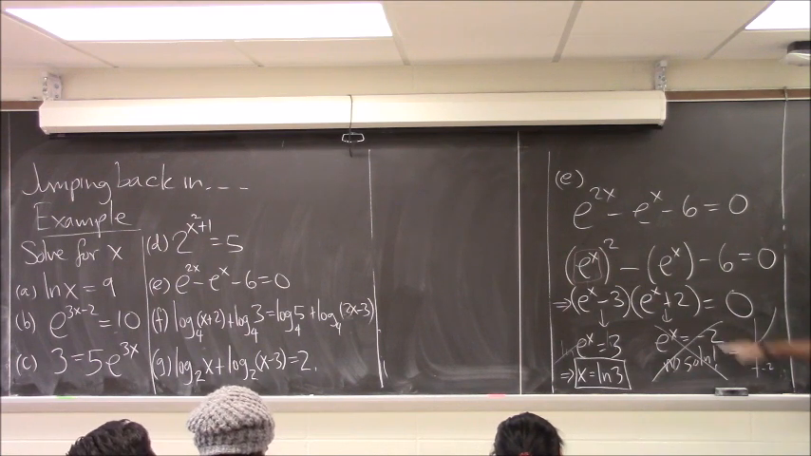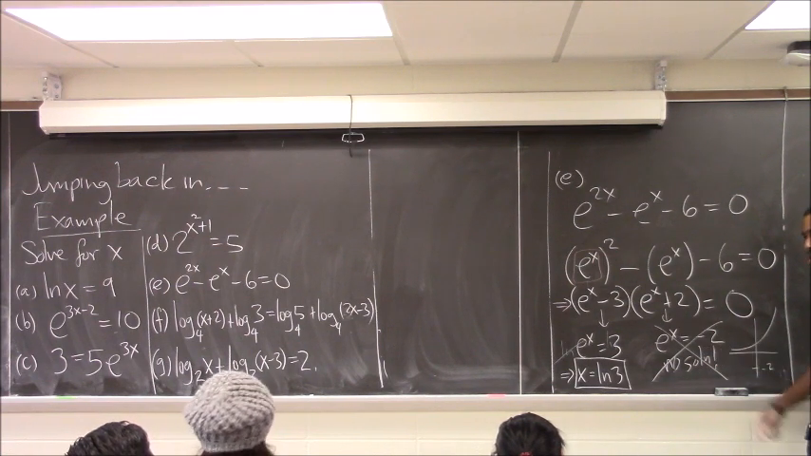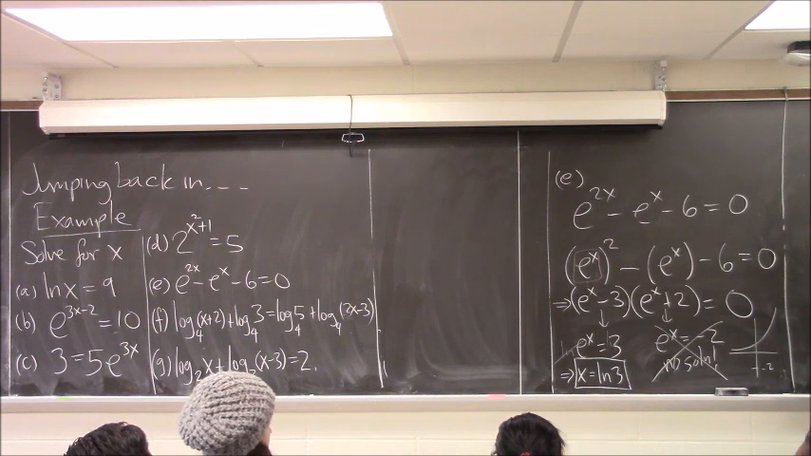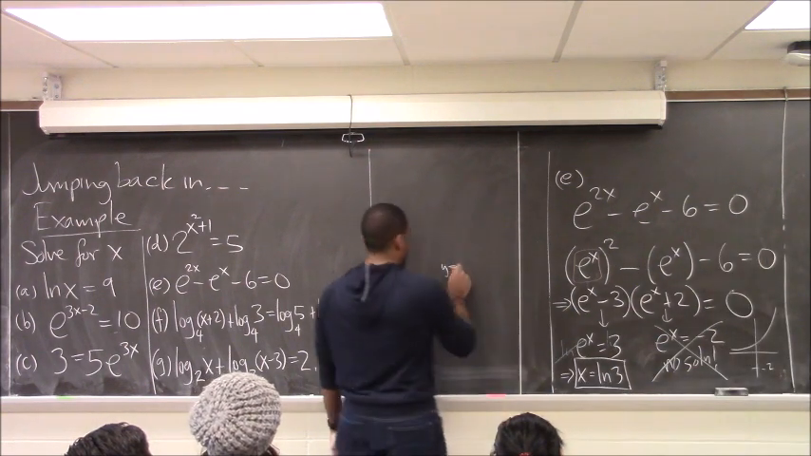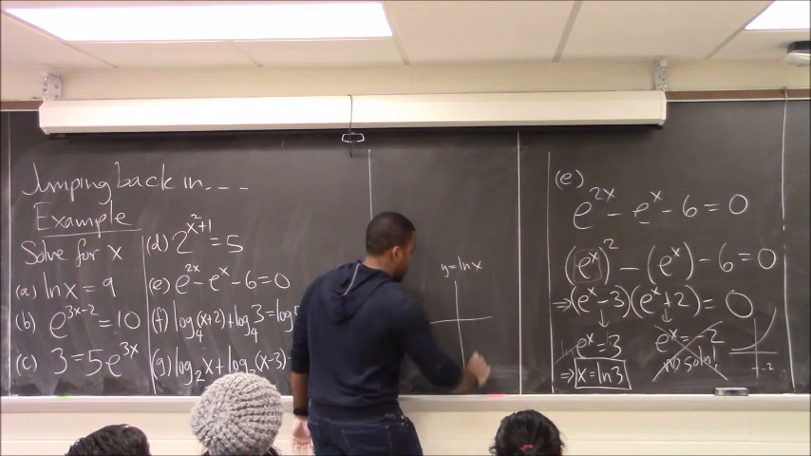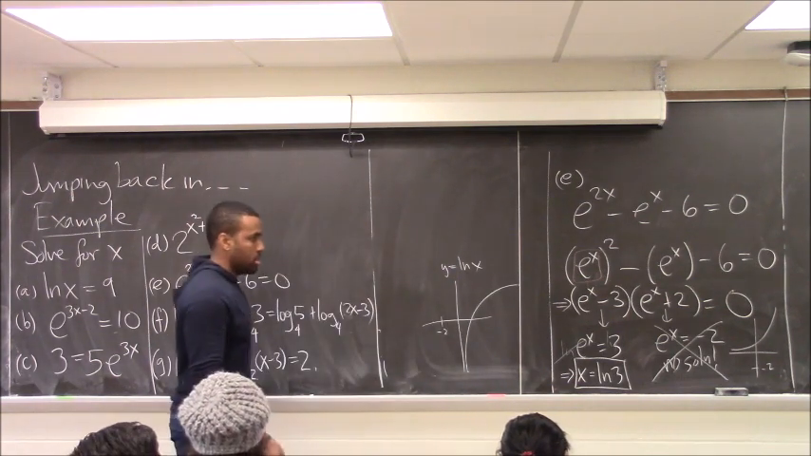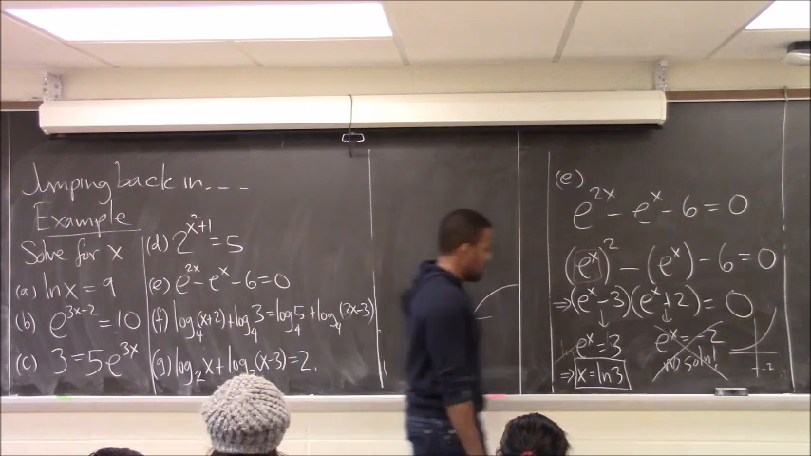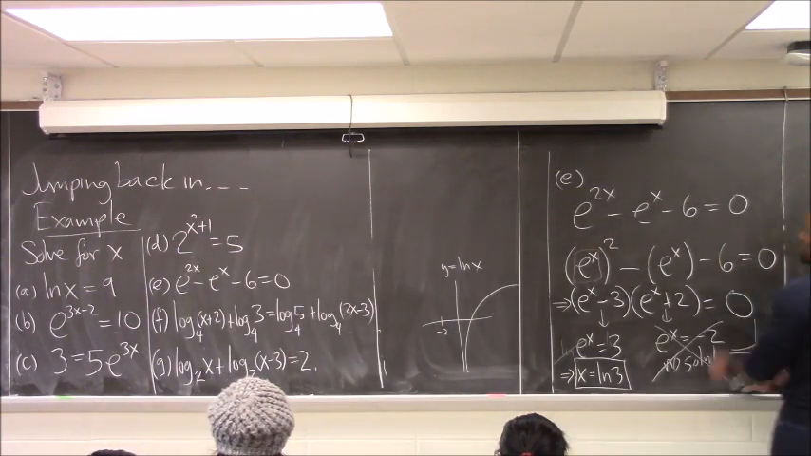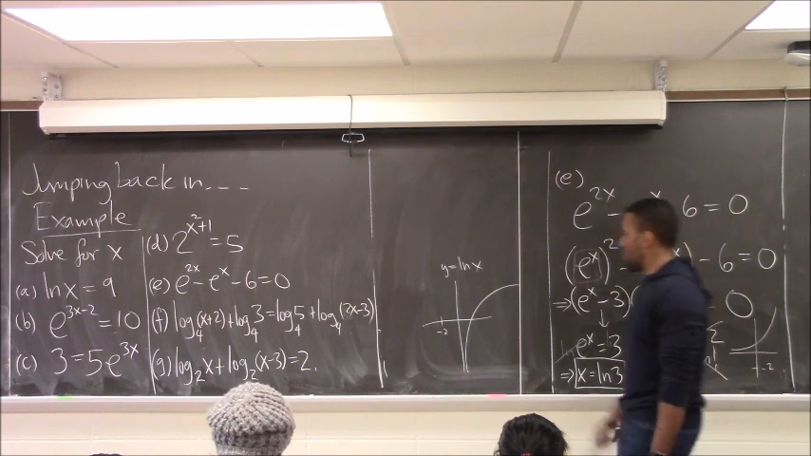I also know that I can't actually log negative 2, because if I look at the ln graph, that looks like this. I cannot plug in negative 2 into that graph. It's not going to work, so there's no solution here. So x equals ln of 3 is the only solution to this equation.